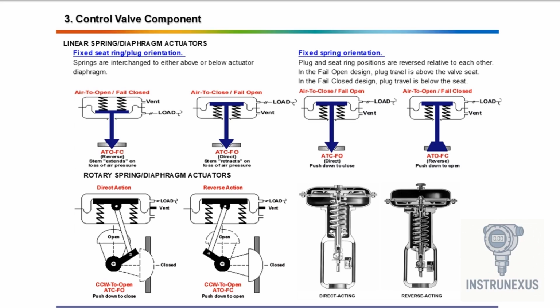Watch for the direction of shaft rotation, clockwise or counterclockwise, to understand which way the valve opens. So depending on the process safety requirement, you can configure the actuator to either fail open or fail closed. This is a key part of valve sizing and selection, especially in critical operations like steam, fuel gas, or chemical lines.